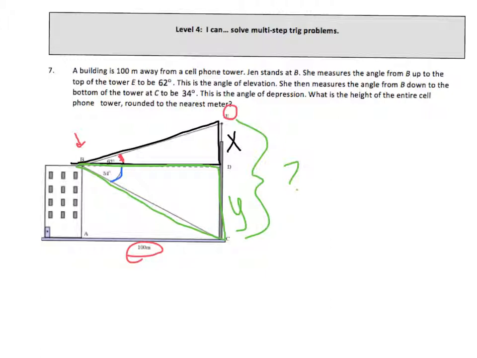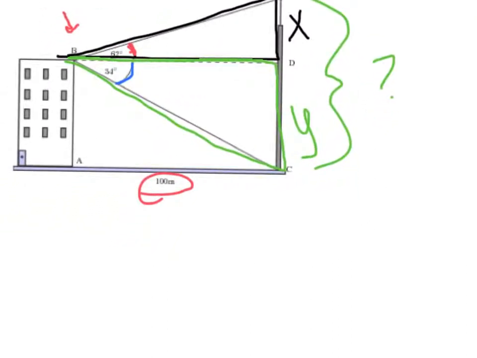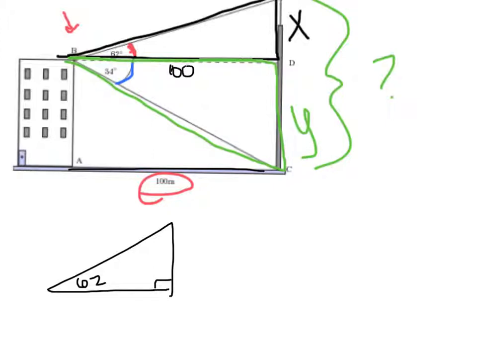Okay, so I'm going to go ahead and redraw the top triangle. So here's 62. Okay, we get the 100 from the bottom, so this length is also 100. And I need to find that in there, up and down. Okay, so I'm going to go ahead and mark my sides. And so I've got opposite and adjacent, so I'm going to use tangent.